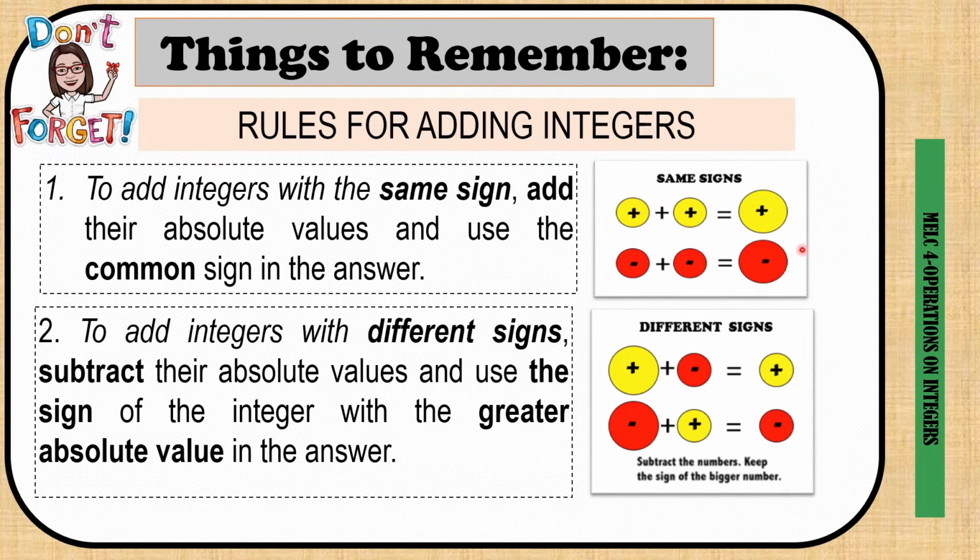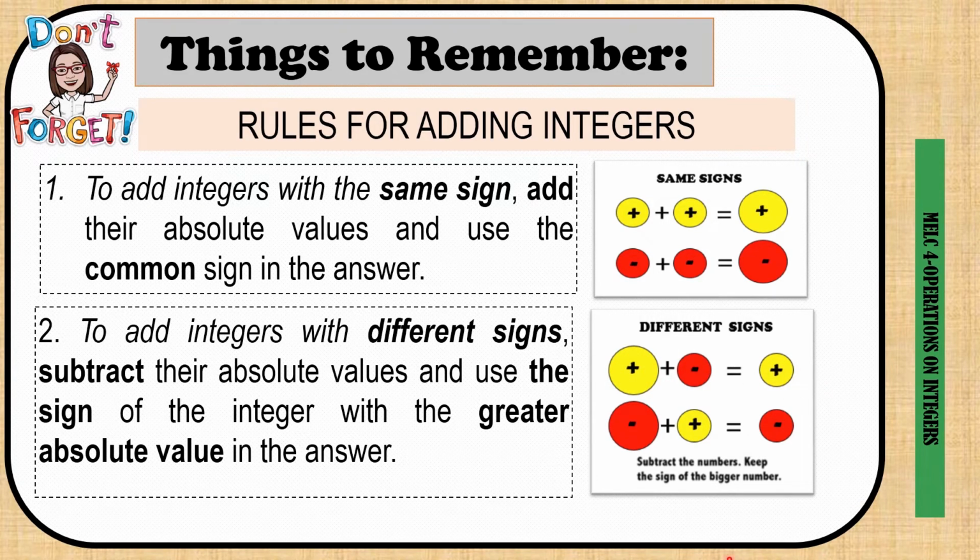Again, for the same sign, simply add and then copy the sign. And for different signs, you have to subtract and copy the sign of the number with the bigger absolute value.